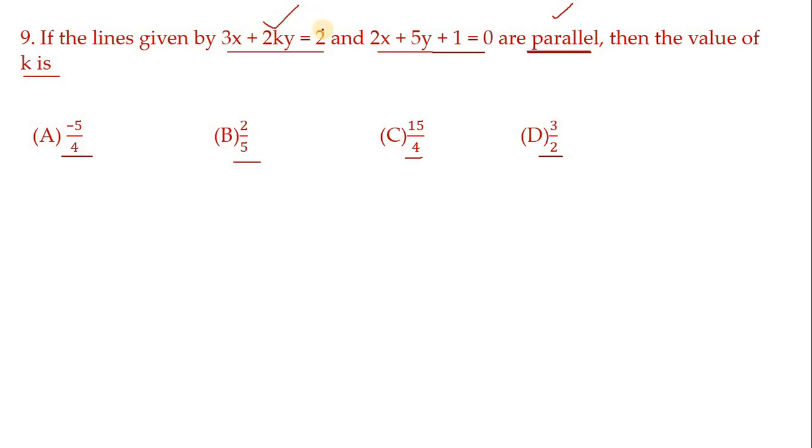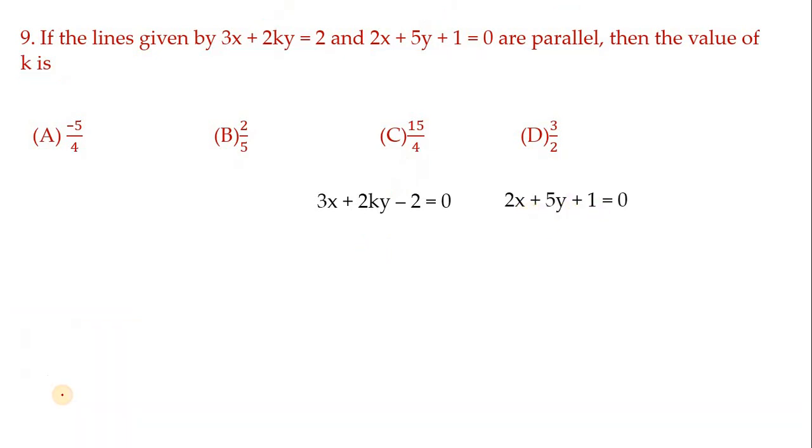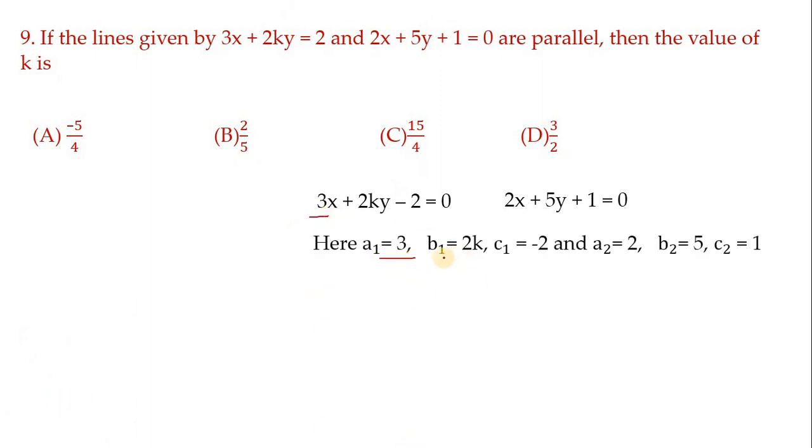So check whether both equations are in standard form or not. See, it is not in standard form, so the 2 you transfer to this side. This is in standard form. Yes, here I have transferred to the left side. Next consider the other equation. Now find the values of A1, B1, C1 and A2, B2, C2. A1 value is 3, B1 value is 2k, C1 value is minus 2, A2 value is 2, B2 value is 5, C2 value is 1.